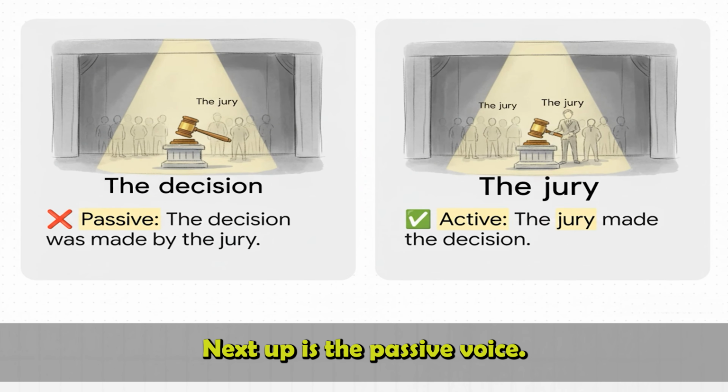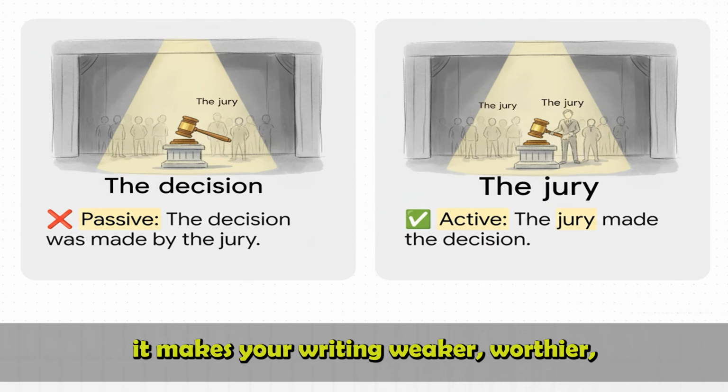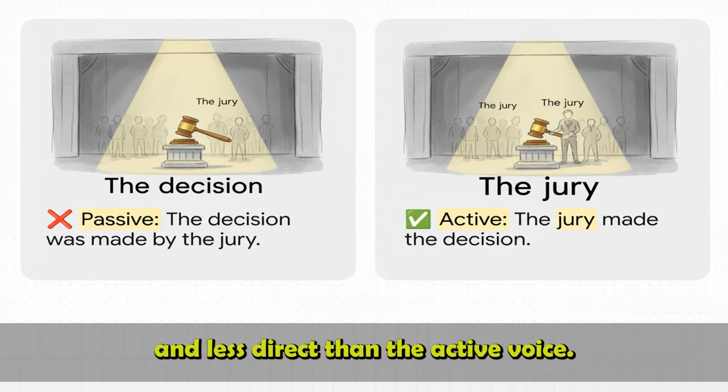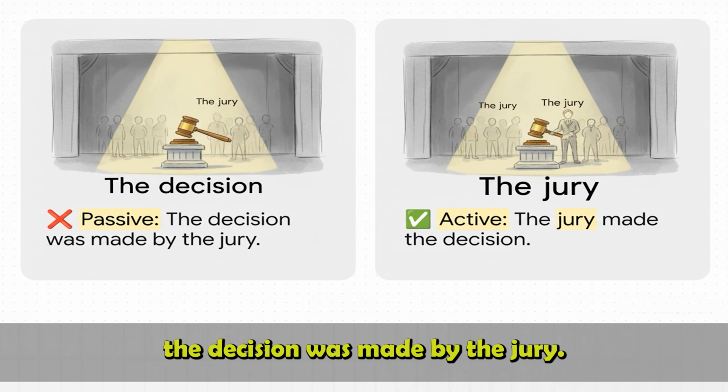Next up is the passive voice. Now, I want to be clear. Using the passive voice isn't always a grammatical error. Sometimes it's actually useful, but a lot of the time it makes your writing weaker, wordier, and less direct than the active voice. In our passive example, the decision was made by the jury.